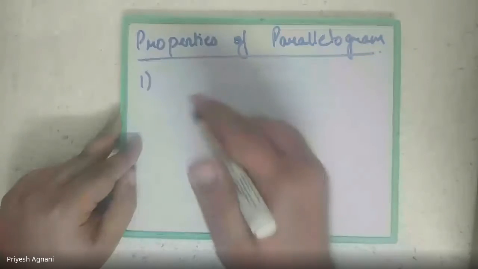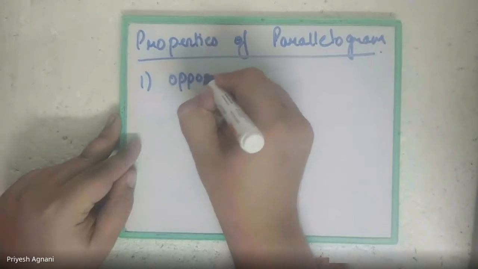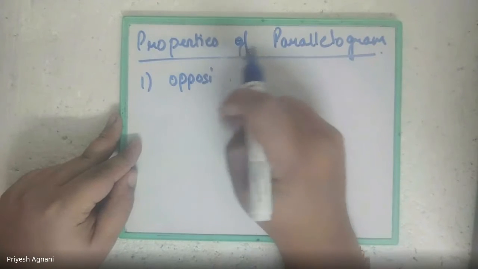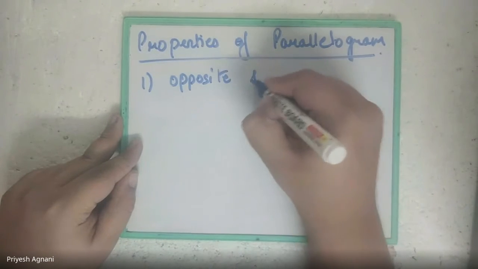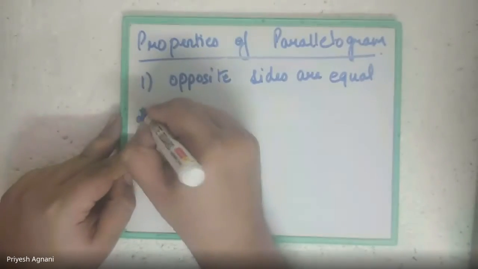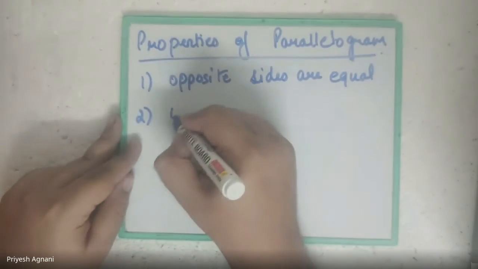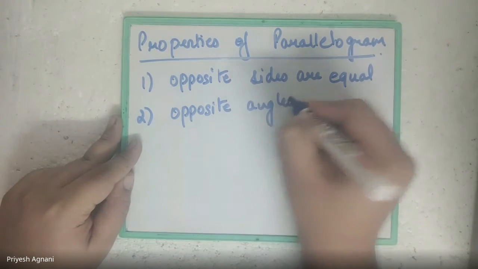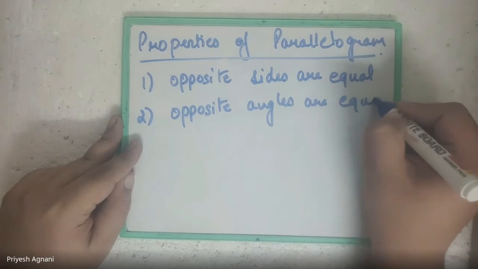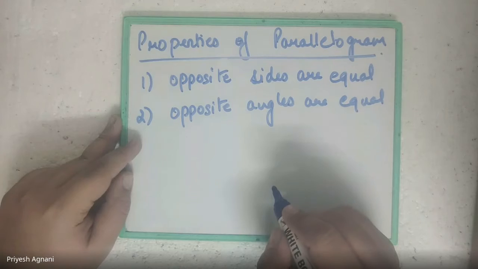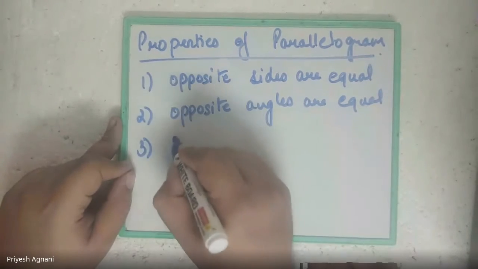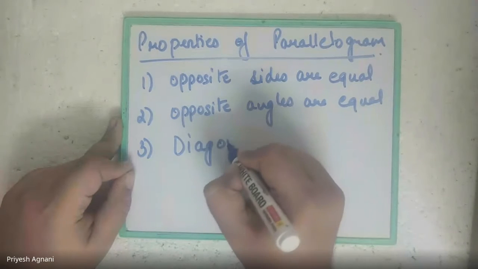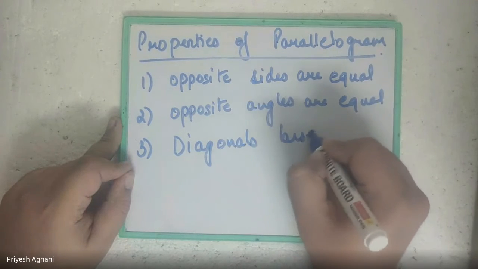The first property, opposite sides are equal. Property number two, opposite angles are equal. Property number three, diagonals bisect each other.